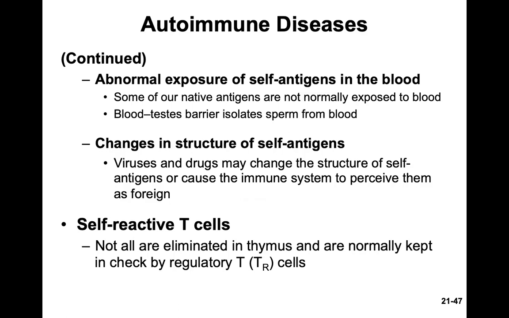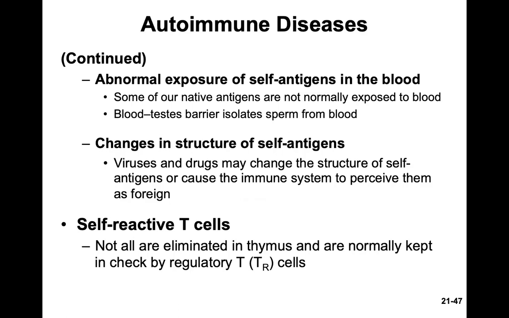So this is one example of abnormal exposure to self-antigens in the blood. Then you have changes in the structure of self-antigens. So if you are invaded by viruses, sometimes if you take certain medications, I don't know which medications, I just know that it occurs, there may be a change in the structure of your own antigens. And because your own antigens change shape, certain antibodies will recognize them as foreign, and then the immune system will start to attack them.